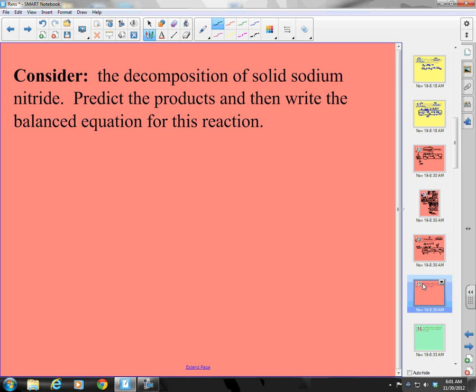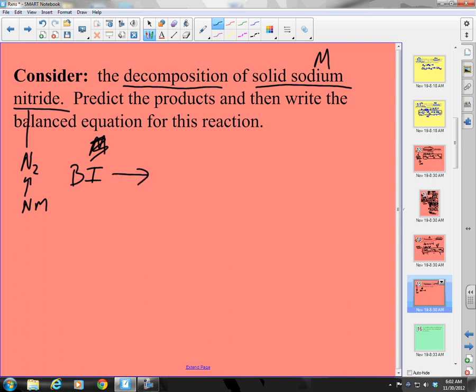Well, it's decomposition, and I have solid sodium nitride. Okay, what characterizes sodium nitride? Well, sodium is easy. That is a metal. What about nitride? Nitride comes straight from nitrogen, so that is a non-metal. So what do we call something that is a metal with a non-metal? We call that an ionic compound. How many things are in this? Two. So it is a binary ionic compound.